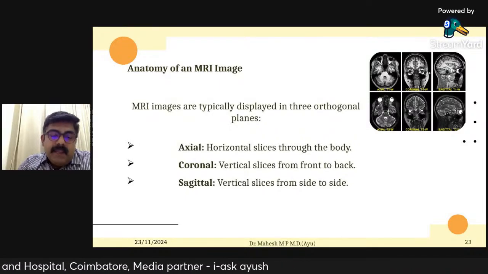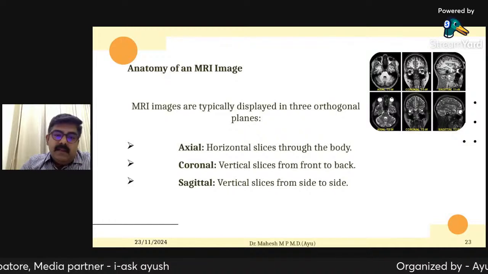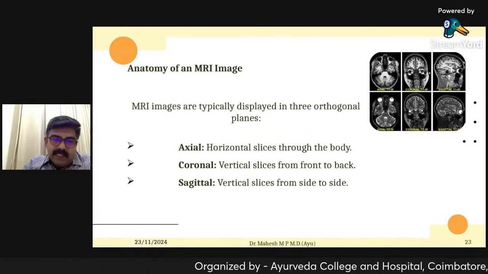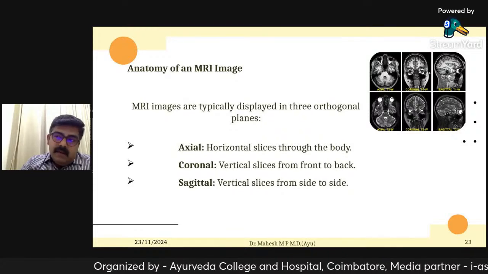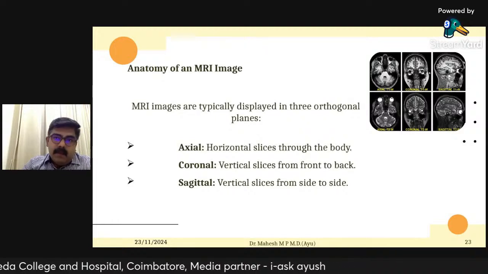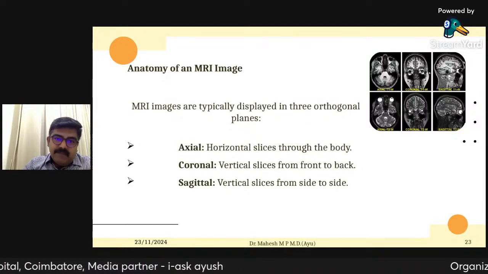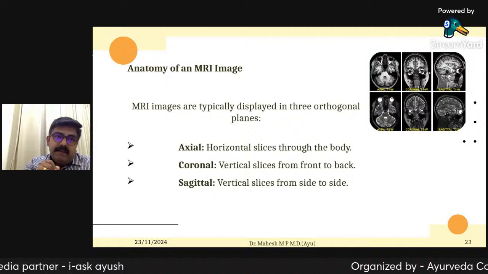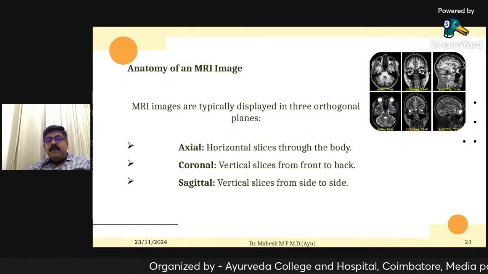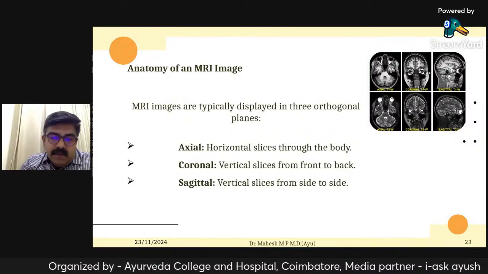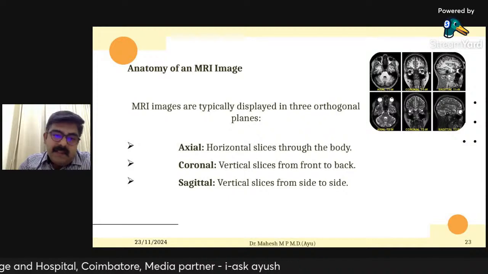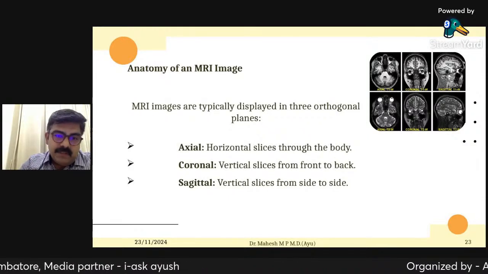These are the main planes used to get the images, and each aspect regarding the cervical MRI, lumbar MRI, whole spine MRI, and brain MRI, each and every part, has to be identified in radio anatomy. It is a very vast topic, and it is important that we first understand the normal condition, then only can we identify the abnormal things.